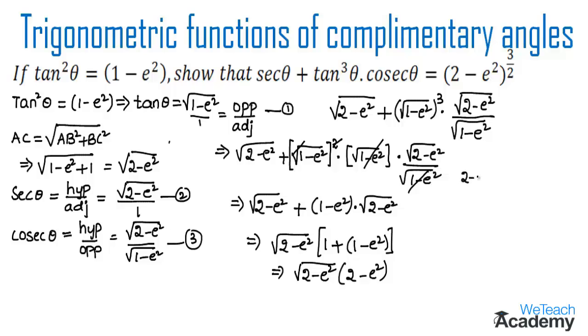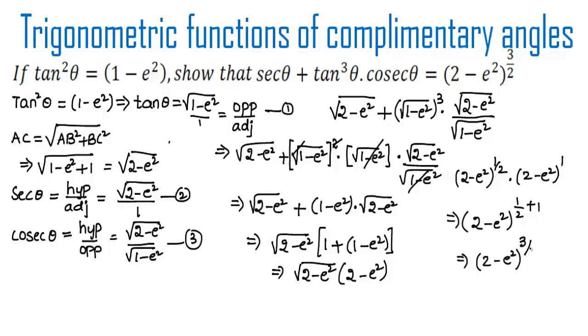So here we can write this in the form of 2 minus E square whole to the power 1 by 2, since the square root becomes power 1 by 2, into 2 minus E square to the power 1. So here, as the bases are equal, we can add the powers. So that implies we get 2 minus E square whole to the power 1 by 2 plus 1, that is 3 by 2, which is nothing but the value on the RHS. So hence we prove that secant theta plus tan cube theta into cosecant theta is equal to 2 minus E square whole to the power 3 by 2.